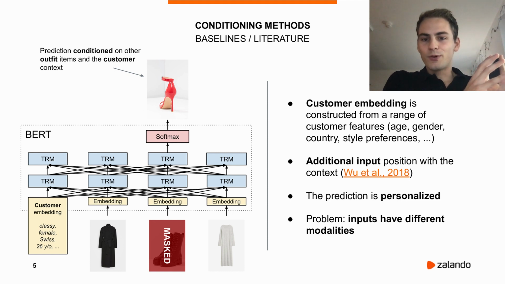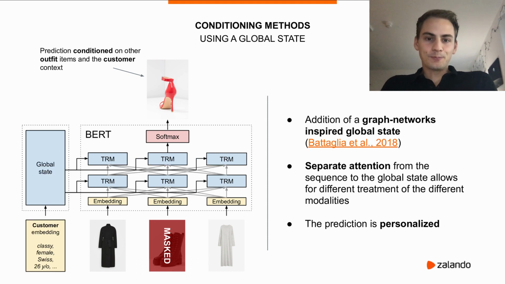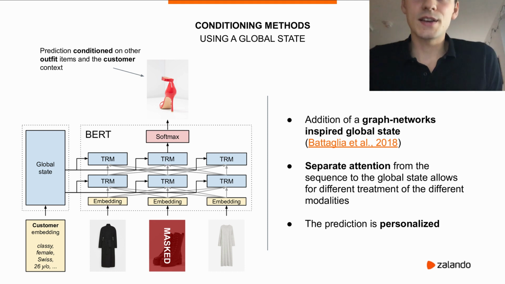You can use it for one thing, for making personalized predictions, and this is the outfit which you have to use for making a style-wise coherent prediction. And this problem is exactly what we're trying to solve by introducing a global state. You can see here a similar visualization, but it's apparent that the customer embedding is now in this separate box, which is labeled as the global state.